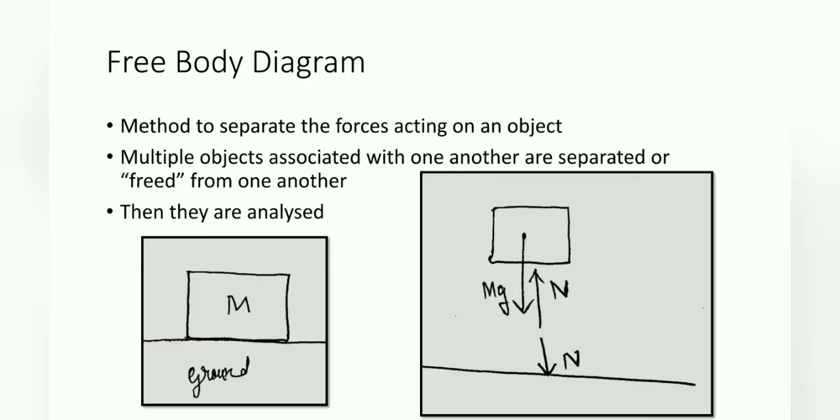So what is free body diagram? Free body diagram is a method to separate the forces acting on an object. Suppose I have given you a simple thing like a block of mass m that is lying on the ground, and I am telling you if I am pushing the block it will move forward with an acceleration a. That is what Newton's second law of motion says. Now for this simple system you will not understand the significance of free body diagram.